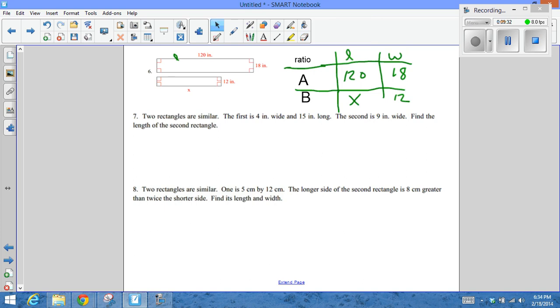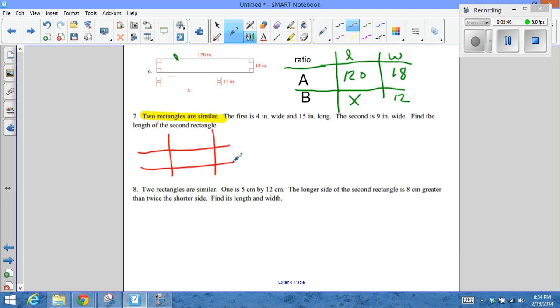All right, now let's look at some of these word problems. Now, it's talking about two rectangles that are similar, so that's good. So we know we can set up a proportion. And I'm going to find a missing side. So I'm going to just jump right to making my little box here. I got rectangle A and B. I'm going to have length and I'm going to have width. So here's my first one. We'll call that one A, and then the second one we'll call B.